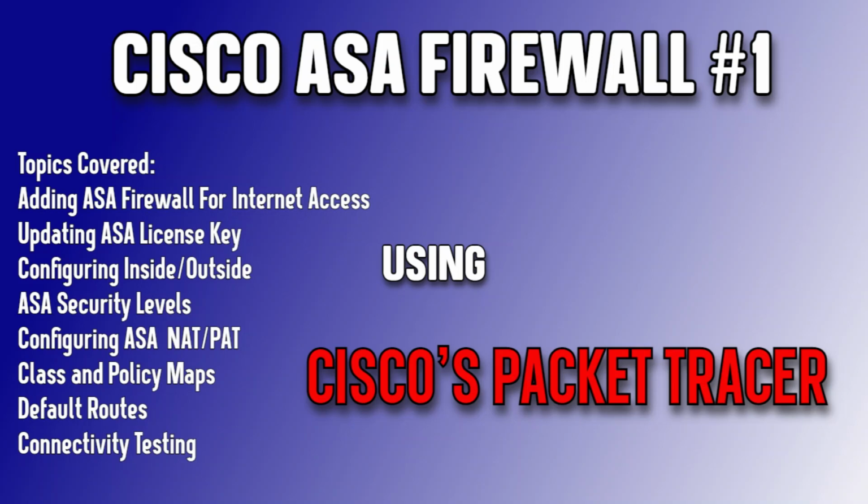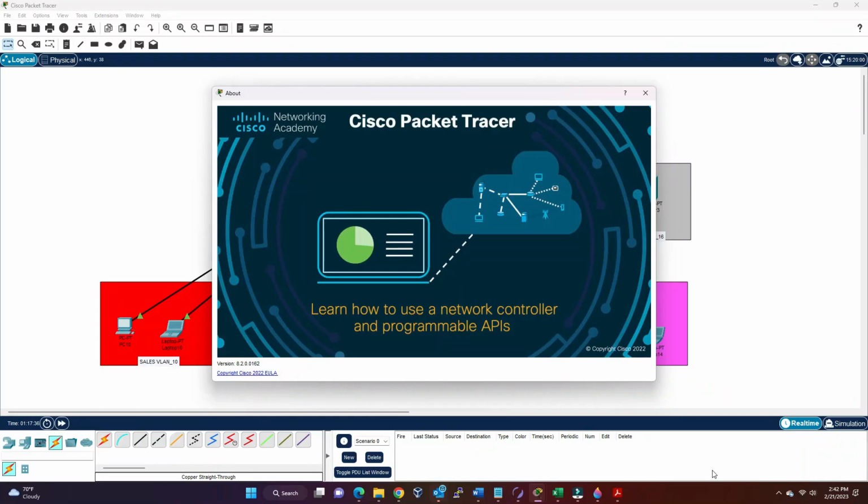My name is Brian, and in this video we will be adding a Cisco ASA Firewall to the XYZ Corp network we built in the two previous videos. Topics covered in this exercise: adding ASA Firewall for internet access, updating the license key on ASA, configuring inside and outside VLANs, adding NAT/PAT for inside addresses, configure class map, policy map and service policy, test connectivity to outside addresses with ping. For ease of demonstration, we will be using Cisco's packet tracer program, which can be found on cisco.com.